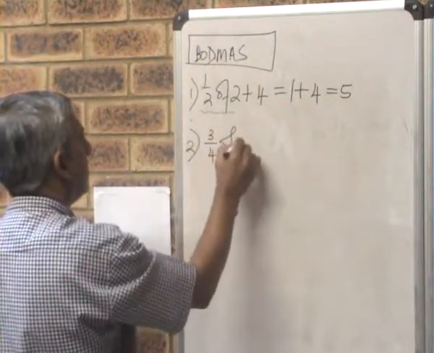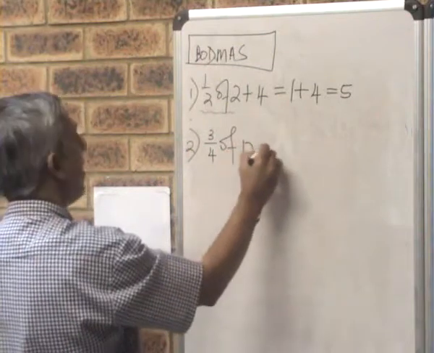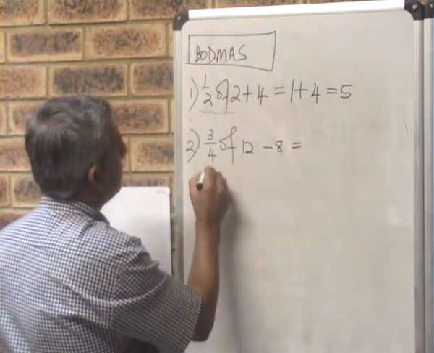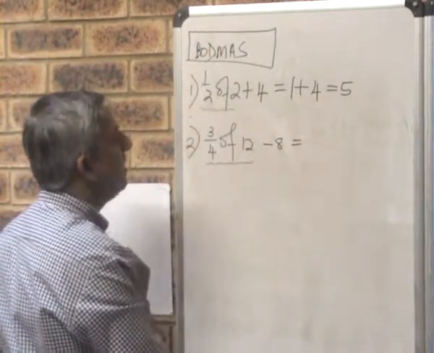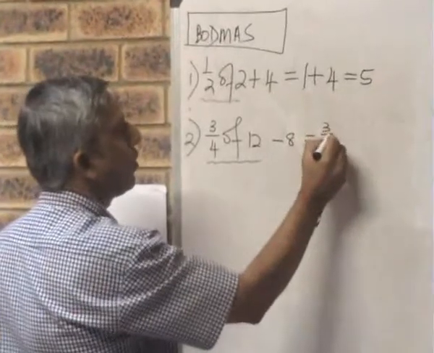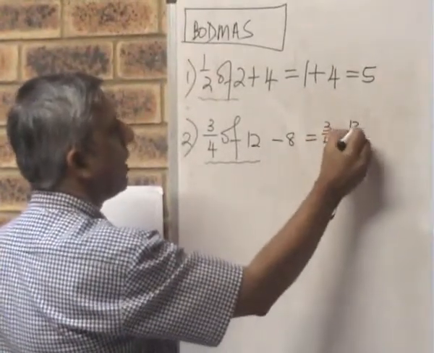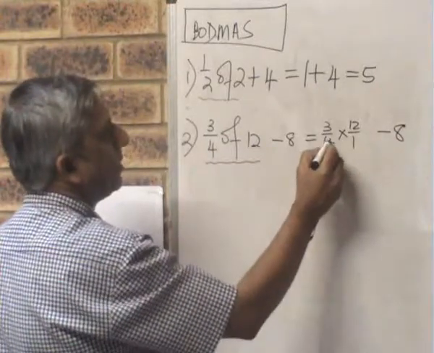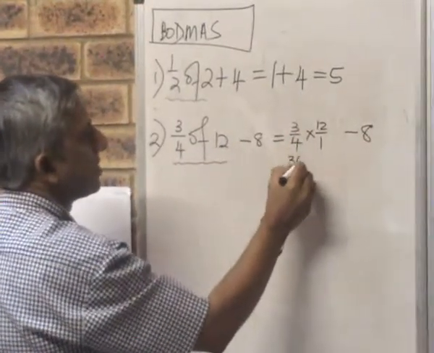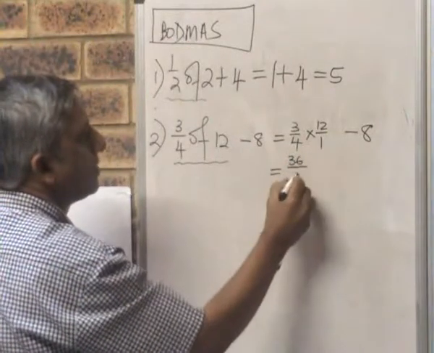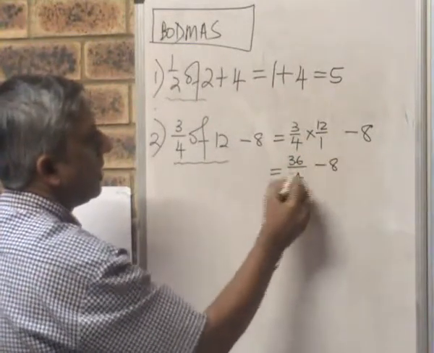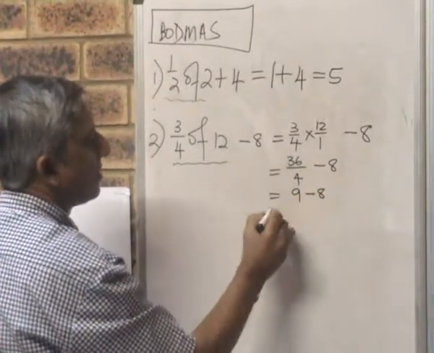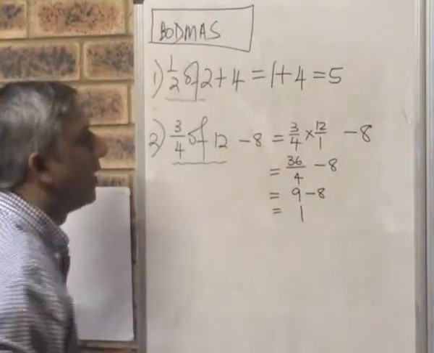Number 2, 3/4 of 12 minus 8. Now, 3/4 of 12. Of means multiply. So this is really 3/4 times 12/1 minus 8. Now, 3 12s, 36, over 4 1s, 4. 36/4 is 9. 9 minus 8, final answer is 1.